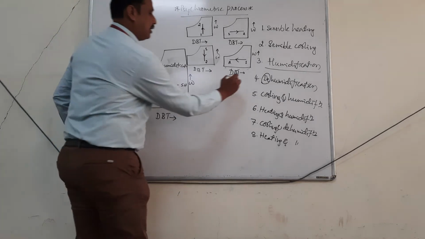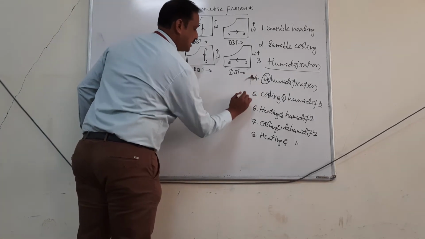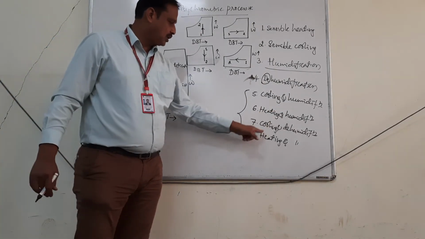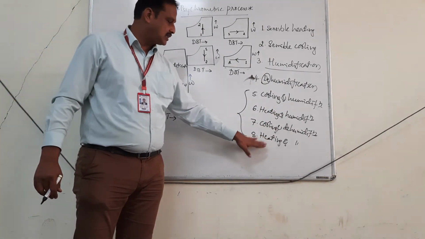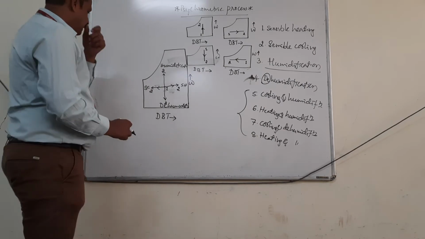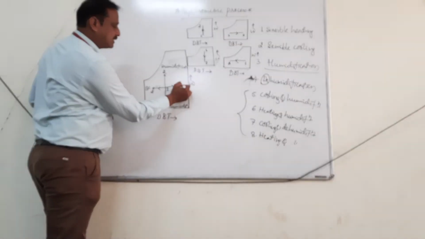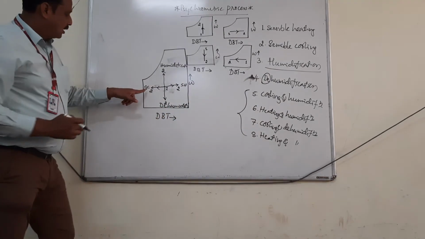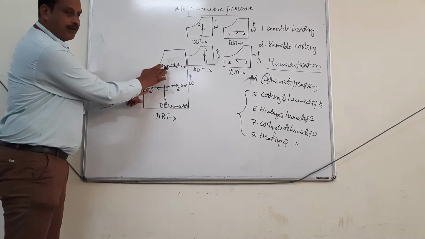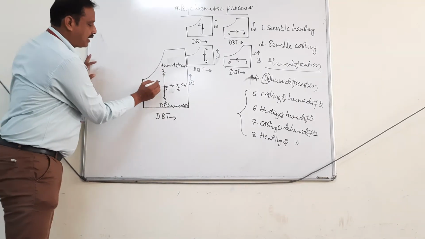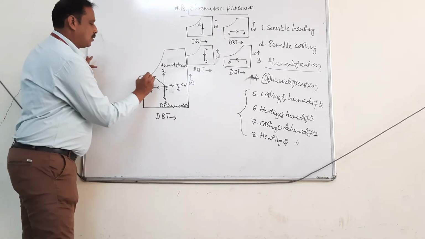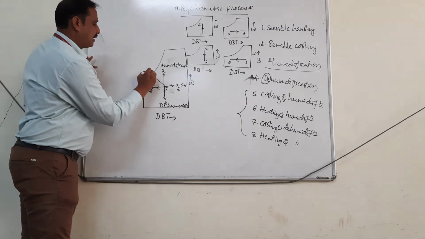Now we draw these 4 processes, that is cooling and humidification, heating and humidification, cooling and dehumidification, and last heating and dehumidification. See here. Heating is here this side. First, 5th process is cooling and humidification. Cooling is this side and humidification is this side. So we draw one angular line. So that represents process 5.